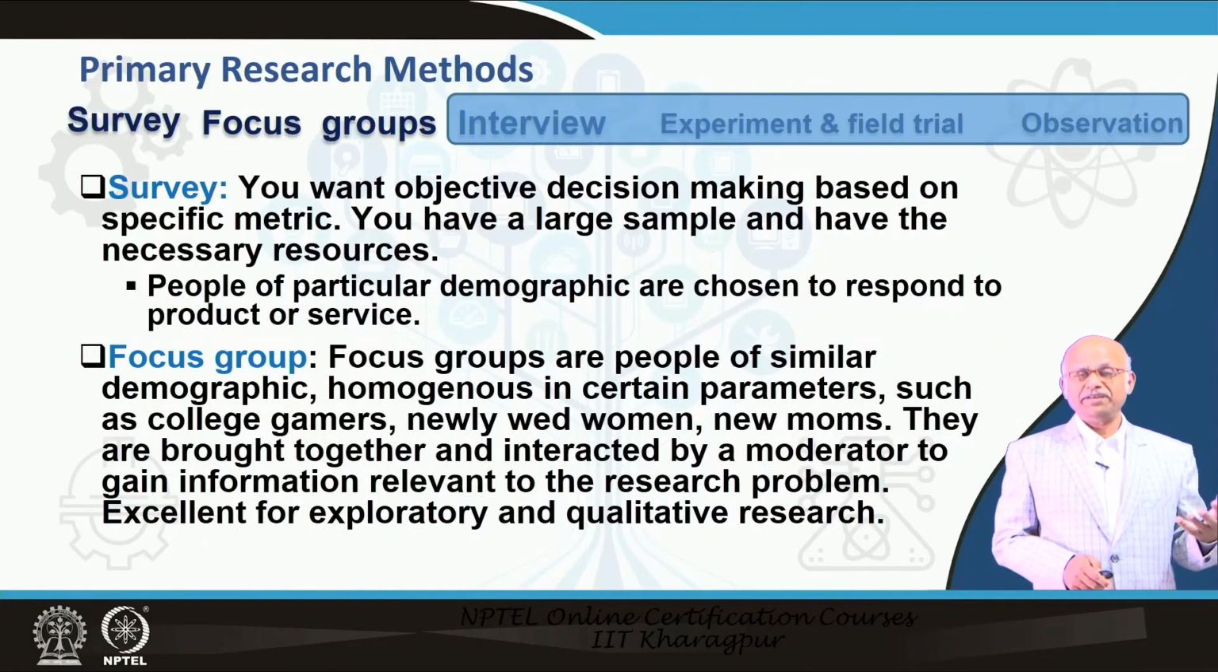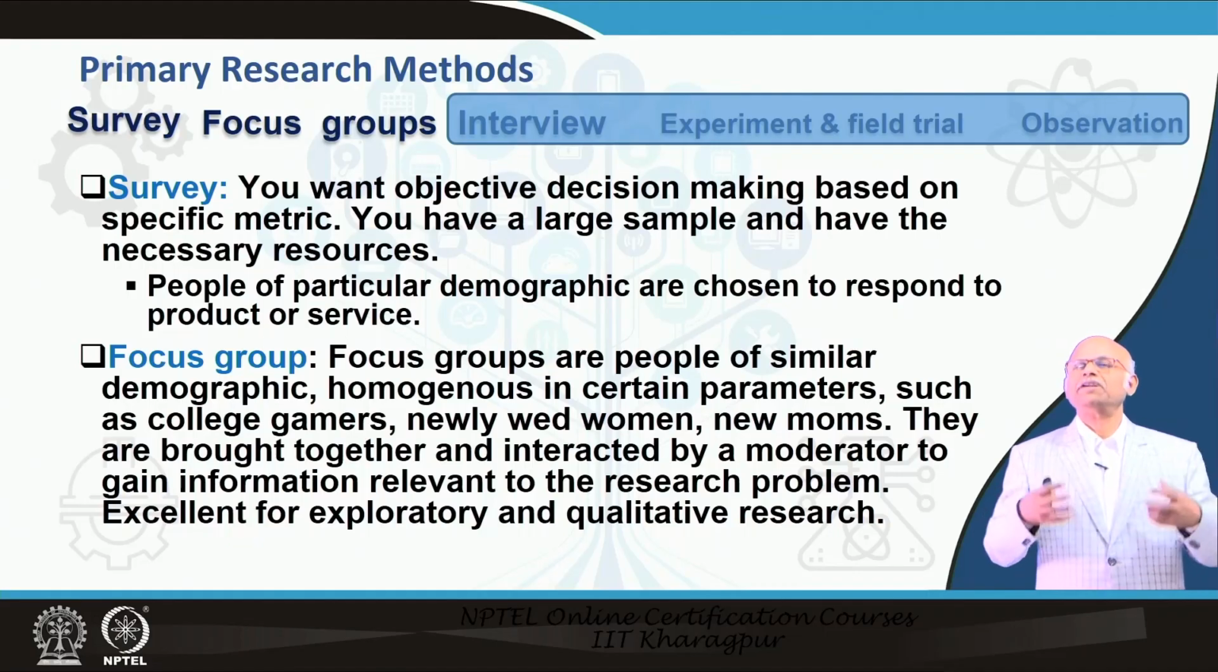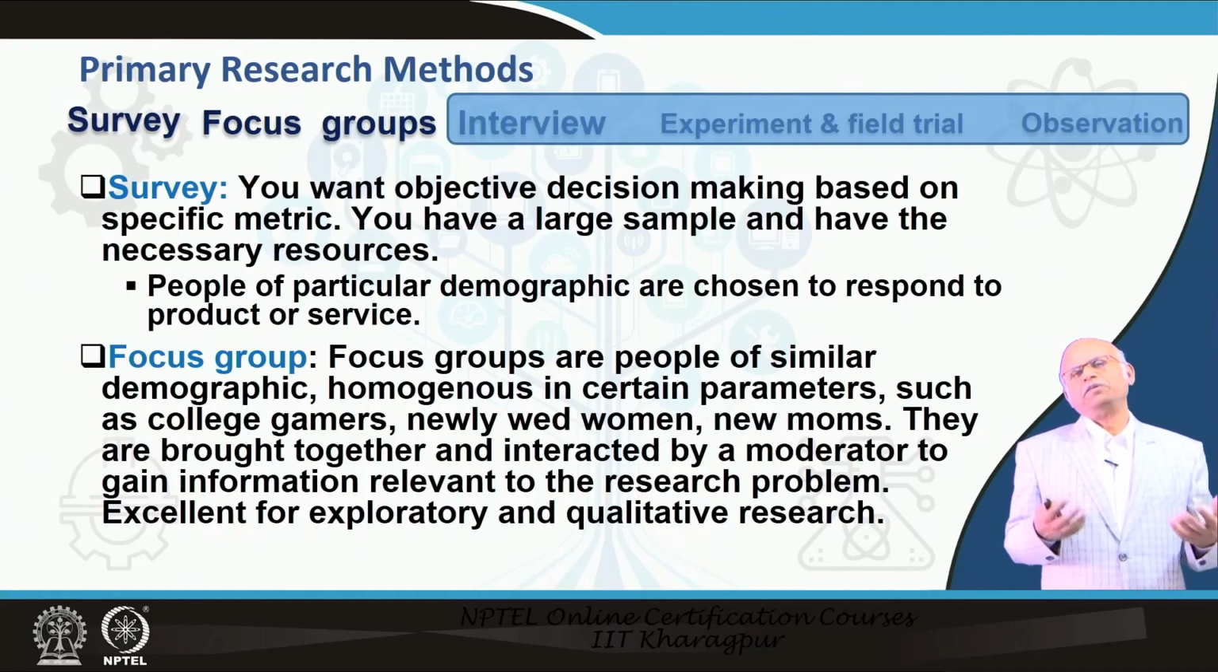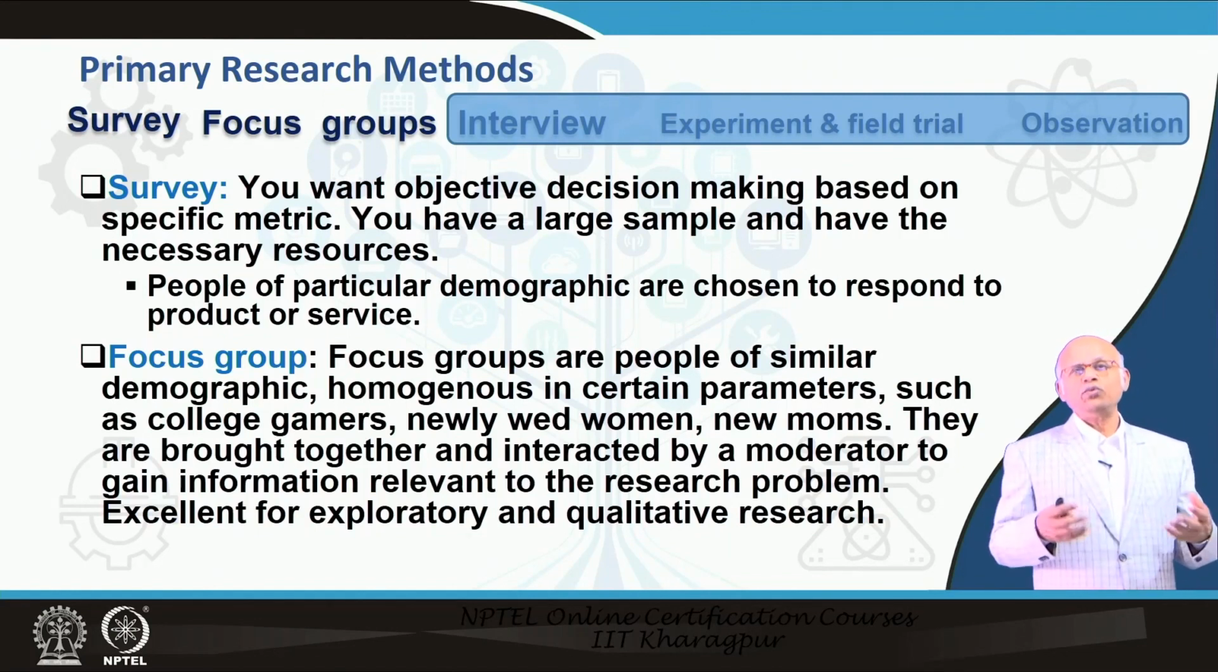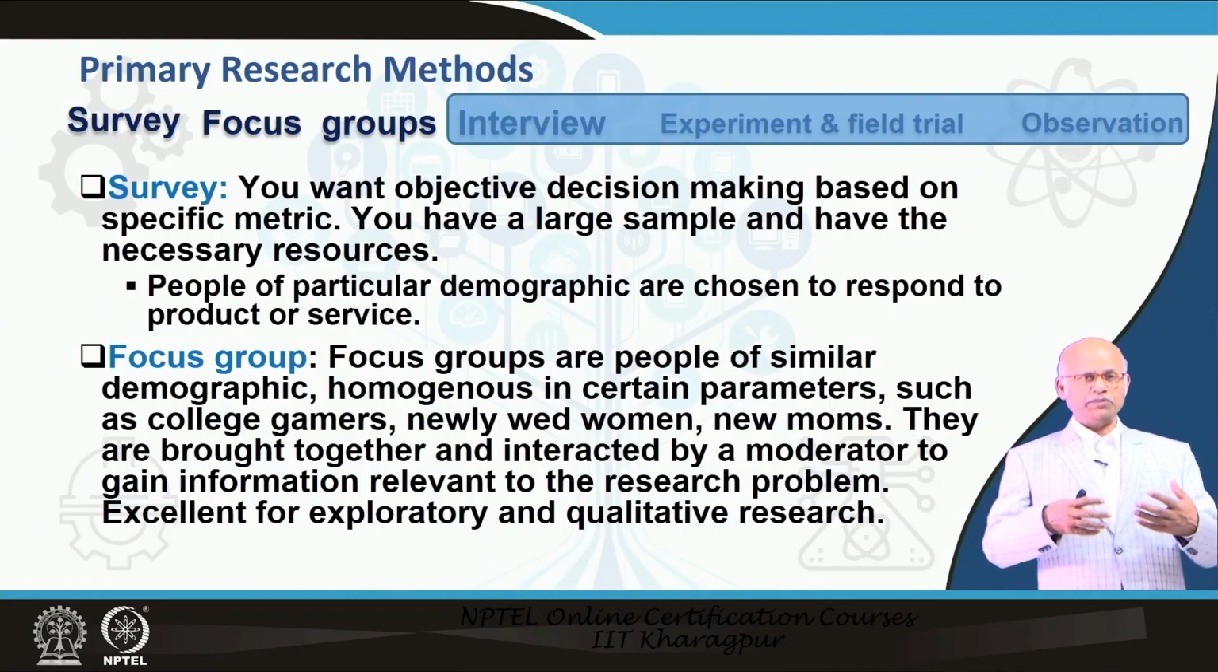Survey, as I said, is done normally through questionnaire. People of a particular demographic are chosen to respond to a product or service. Focus groups are people of similar demographic. They have a similar kind of aspiration, similar kind of challenges, problems. They are homogeneous in certain parameters, such as college goers, newly wed women or new moms, like that.